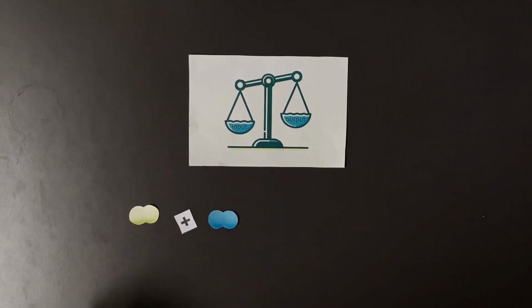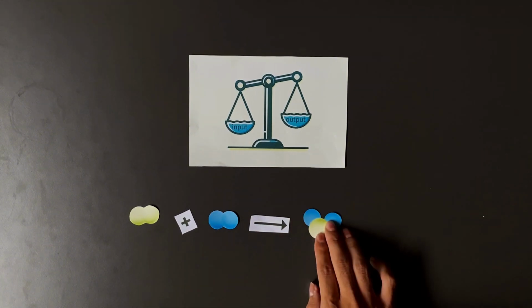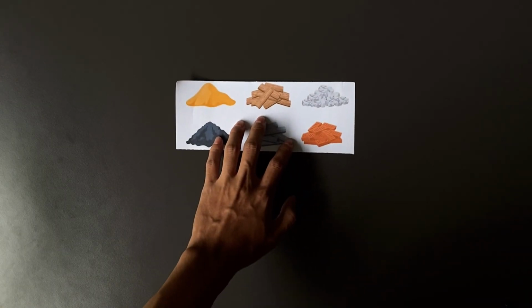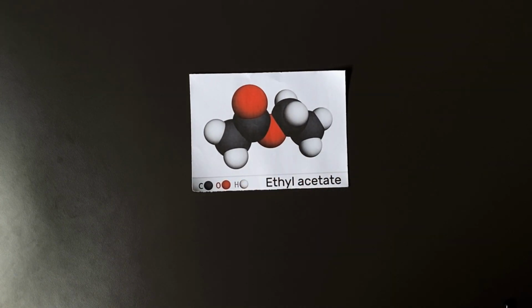Mass is neither created nor destroyed. It only changes form, and by understanding and applying mass balance, we can track how raw materials are converted into products, such as in the production of ethyl acetate.